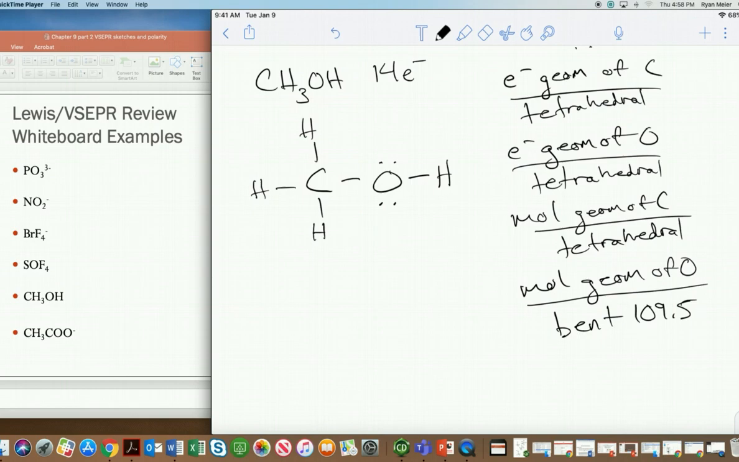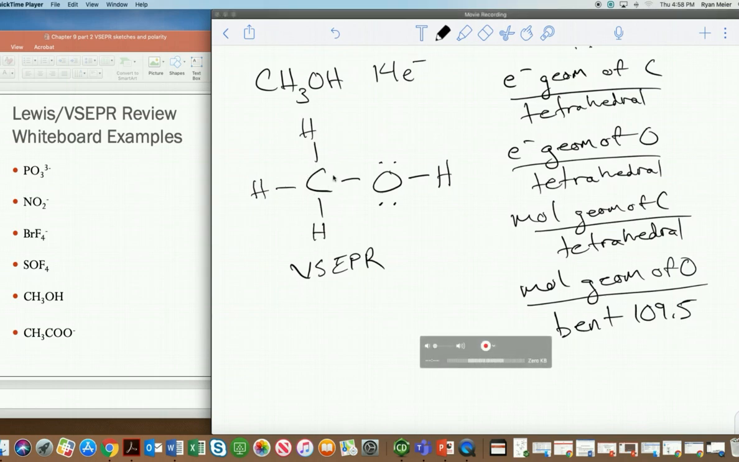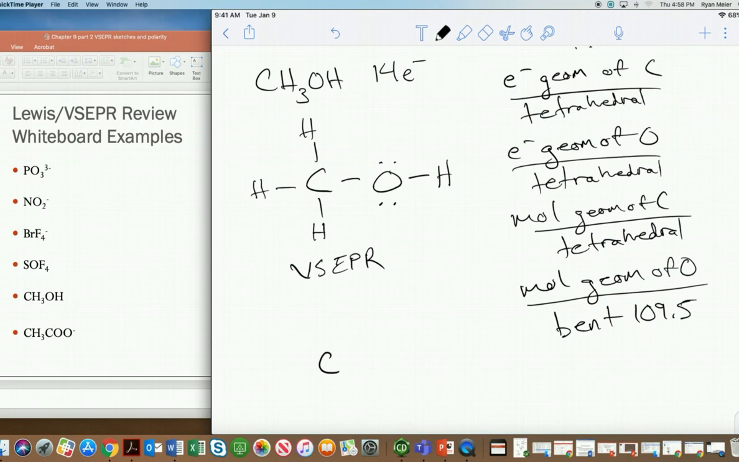Now, VSEPR sketch on this one. For a chain molecule, if we're going to draw what this thing looks like in 3 dimensions, probably the best starting place I think is going to be the carbon. That'll make it a little bit easier. And how I'm going to draw this, I'm going to start here drawing it this way. We'll draw it like that, starting out.